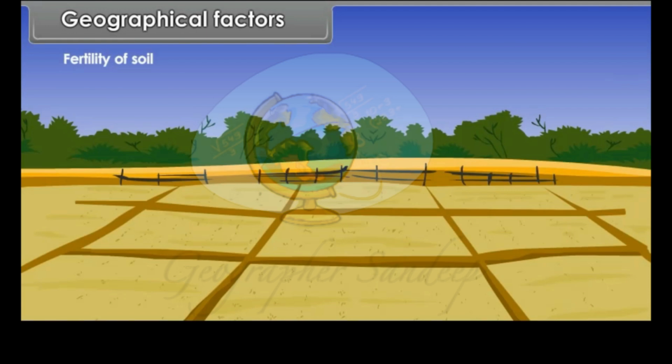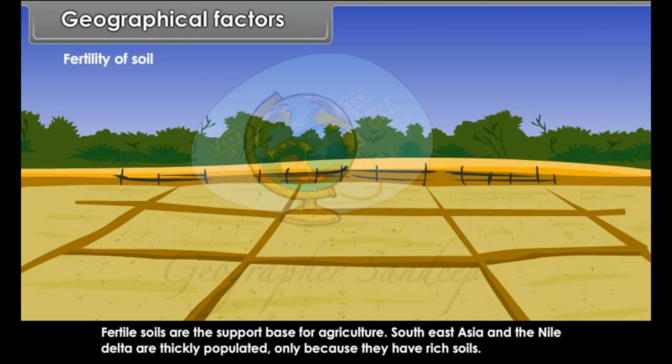Fertility of soil. Fertility of soil attracts people. Fertile soils are the support base for agriculture. Southeast Asia and the Nile Delta are thickly populated only because they have rich soils.